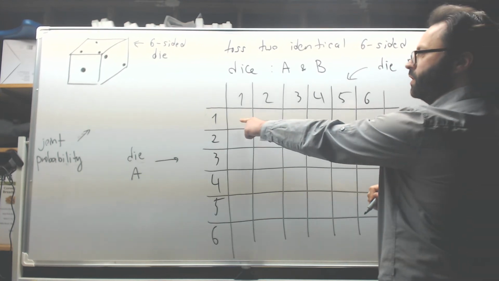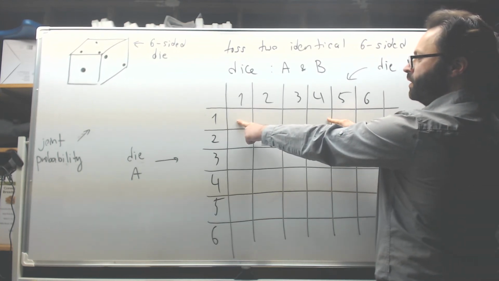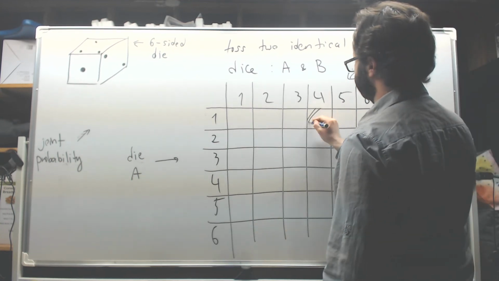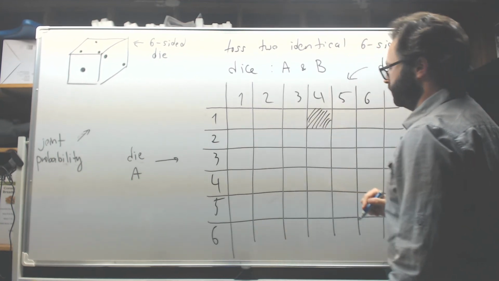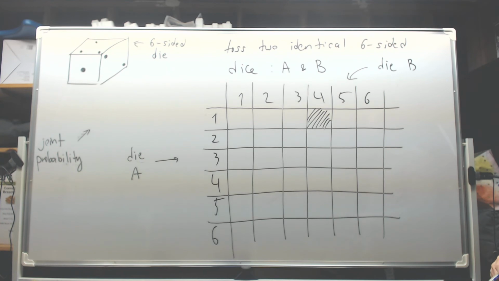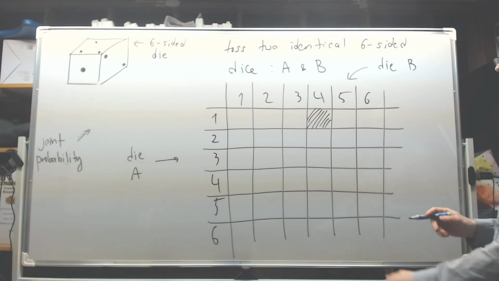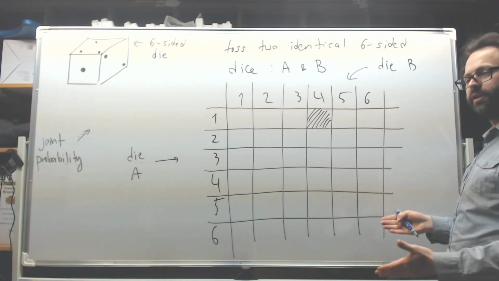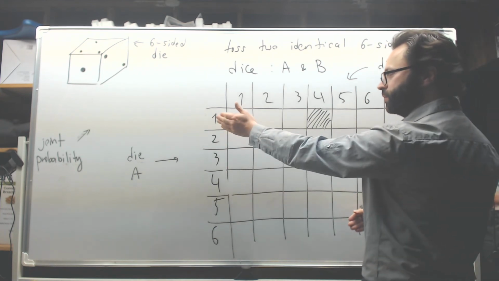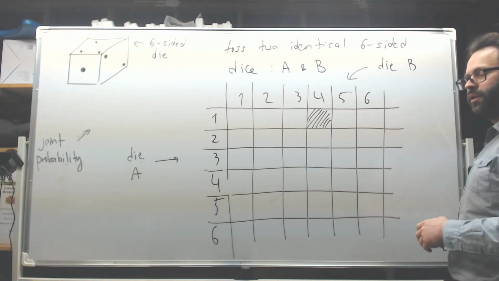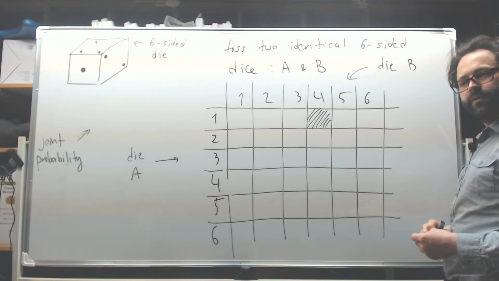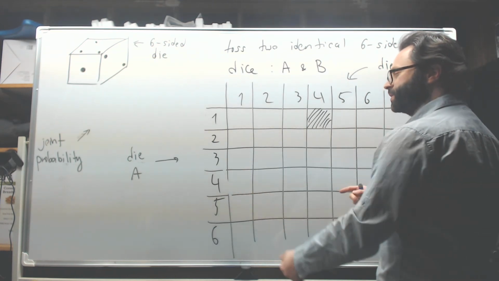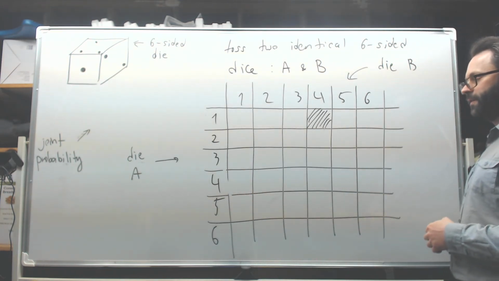And so a 1 on die A and a 4 on die B. So this is the specific inference, a specific event, the composite event that we're looking for. And so how many outcomes of the total number of outcomes? First of all, how many total number of outcomes? How many boxes? Well, 6 in one direction and 6 in the other direction. 36 total outcomes of combinations of one face on one die and the other face on the other die.